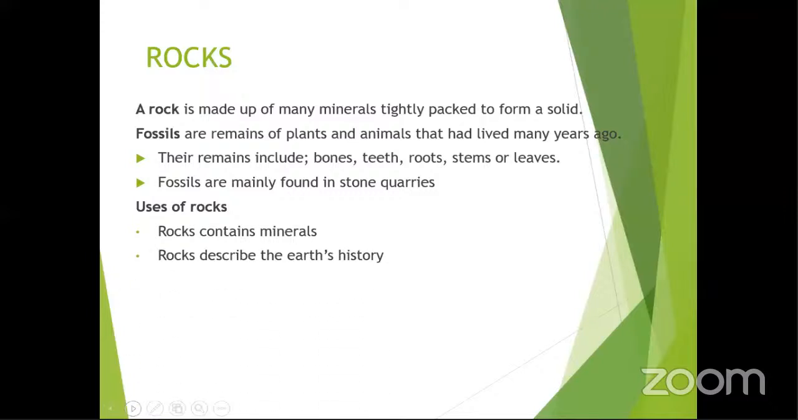The other one is, you can also say rocks describe the Earth's history. And then lastly, this is what most of you talked about: rocks are used as raw materials for construction. You can construct different things. Roads, you can construct using rocks. You can also construct houses using rocks and so many other things.